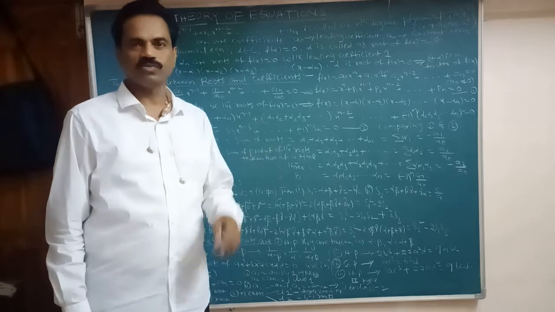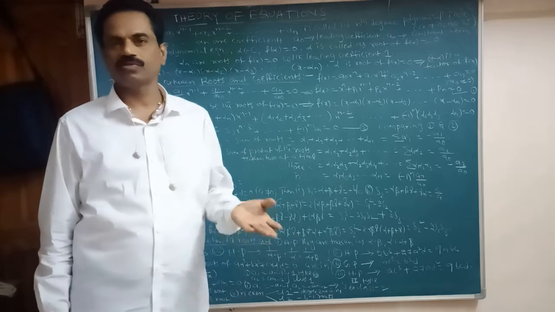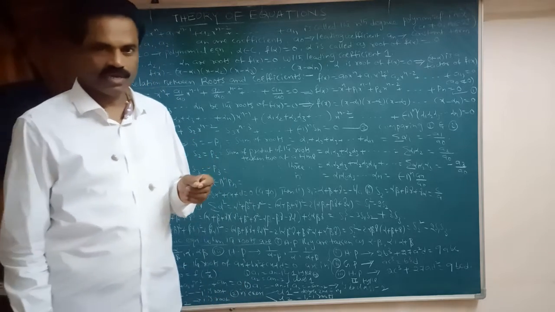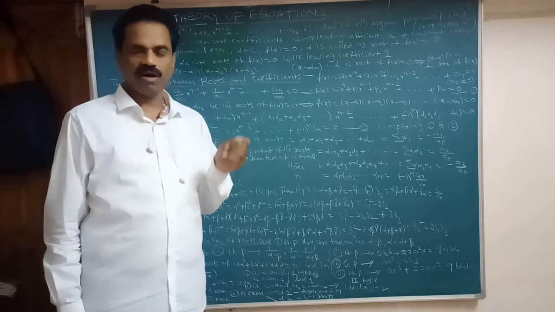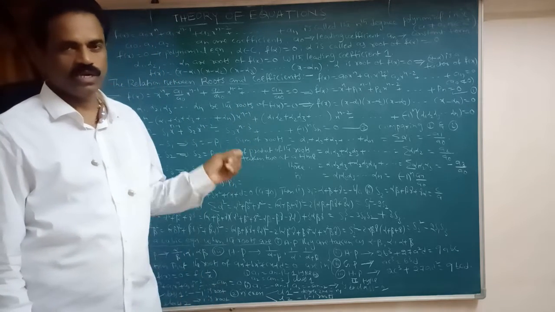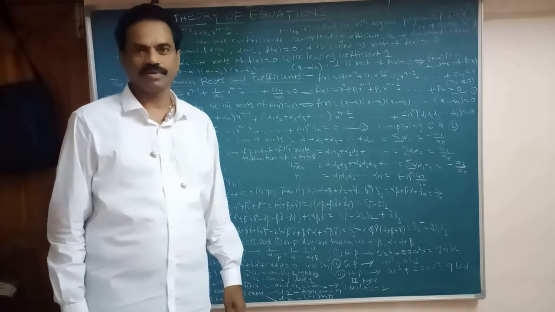Suppose f of x equal to 0 is an equation. Suppose alpha is a root of this equation, so f of alpha equal to 0. Here alpha belongs to complex numbers or real numbers. So what is the factor? Alpha is the root of f of x equal to 0, so its factor is x minus alpha.